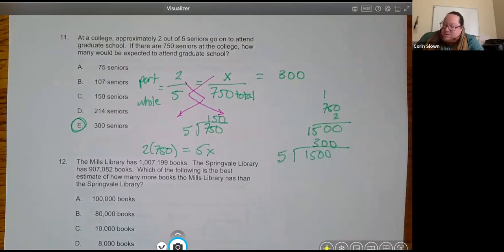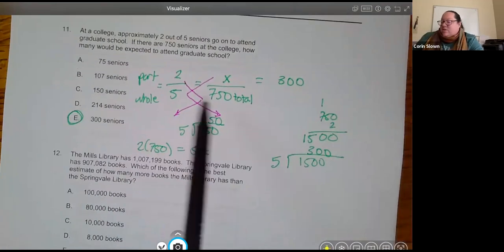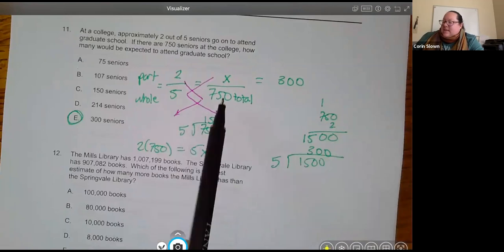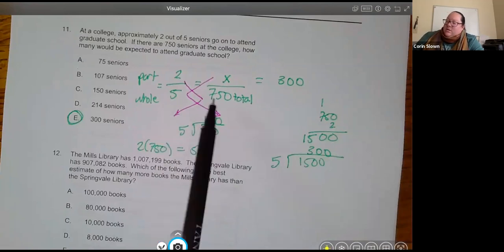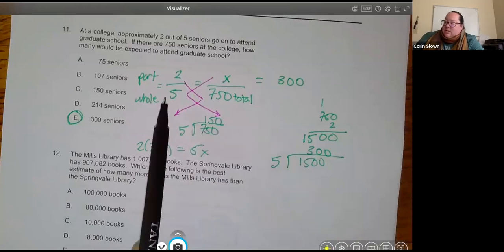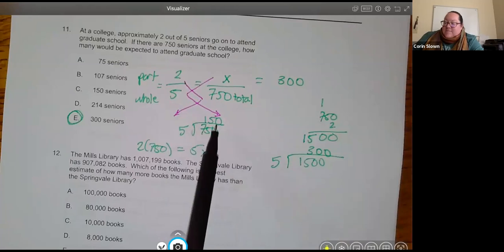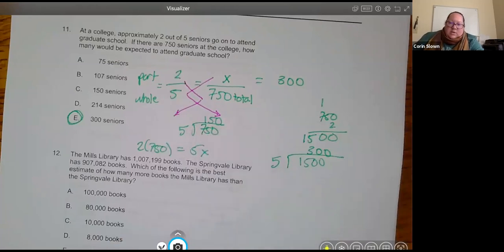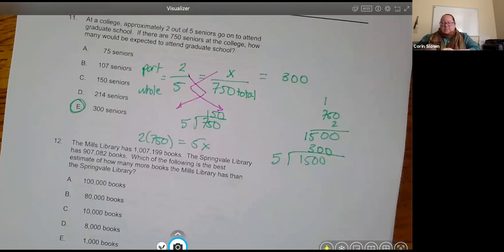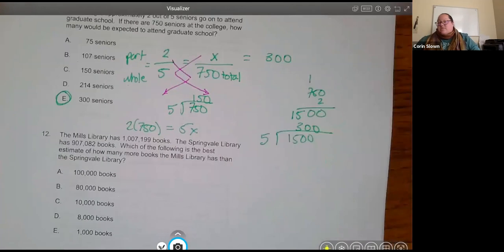The other approach is to simplify my terms. In this case, I know that 5 can go into 750. 5 times 150 gives me 750, and so I can take that 150 and multiply it by 2, and that will also give me 300. Both of those are options. Either one is feasible when it comes to solving this problem. Again, which one you use depends on which makes more sense for you.